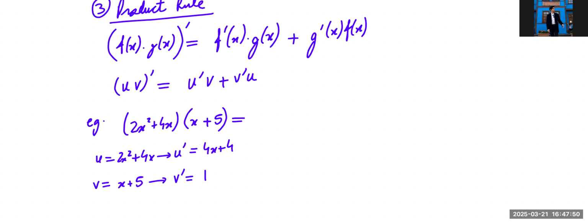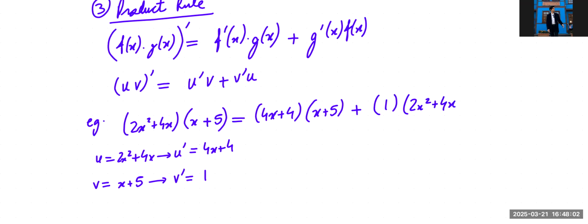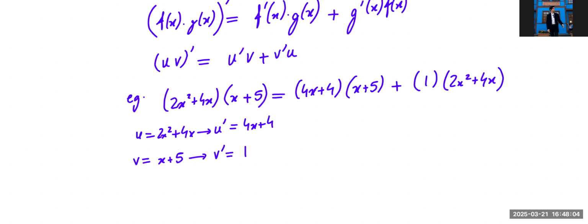Now just apply it. So u prime v plus v prime u. That's it. Easy peasy. This is how you use the product rule.